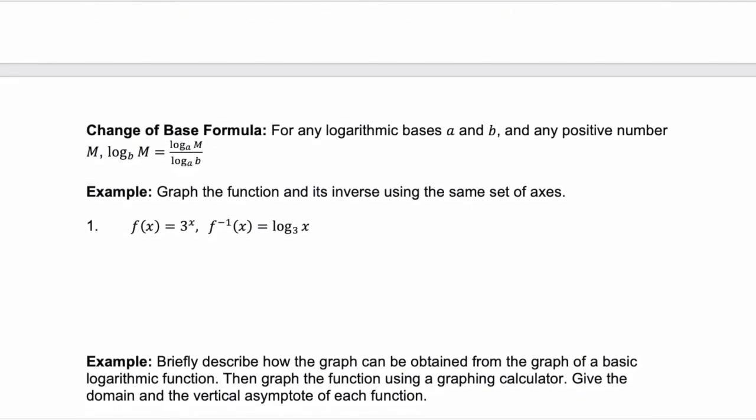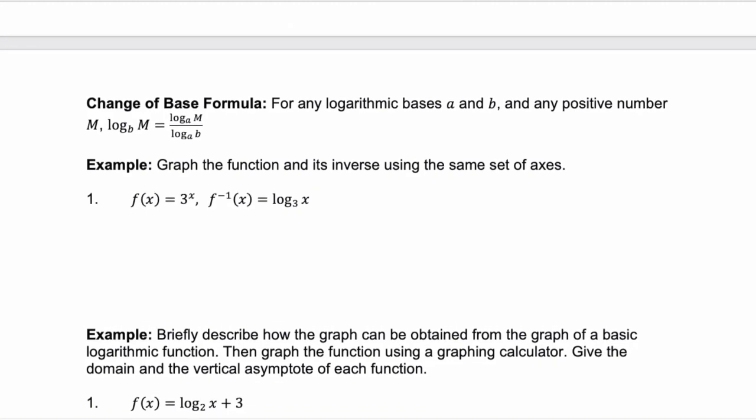Now, what if you don't have a common base? You don't have a base e or a base 10. Then you would use this change of base formula. So here we have log base b of m. We can change it to a base of a. That's any base we choose. And what we were taking the log of goes in the numerator, and what our base initially was, base b, goes in the denominator.